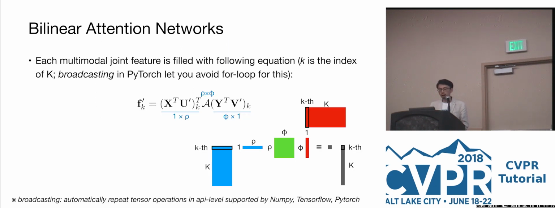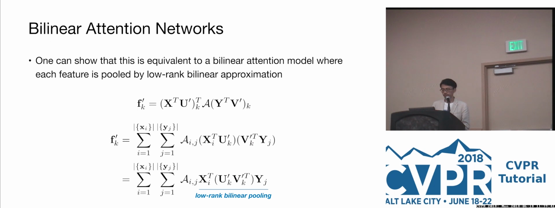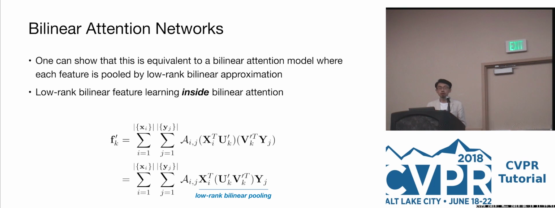Then a bilinear attention network uses the attention maps in this way. This is a bilinear model. Each multimodal joint feature, F_k, is filled with these equations. In the implementation, broadcasting lets you implement this seamlessly without a for loop in the code. Again, this shows the same mechanism as MLB, but for bilinear attention. Note that the low-rank bilinear pooling is inside of bilinear attention.